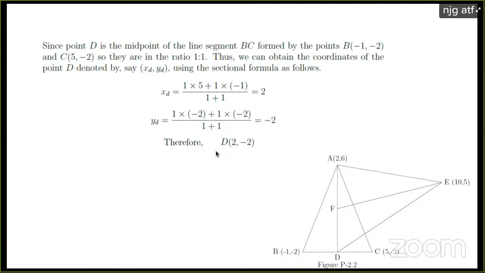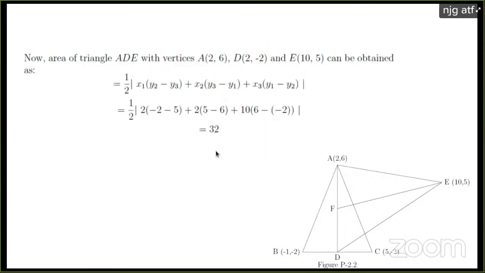So we have the points A, E, D as 2 comma 6, 10 comma 5, and 2 comma -2 now. So it's a matter of substituting the values in the formula. Now we can find the area of the triangle ADE with vertices 2 comma 6, 2 comma -2, and 10 comma 5. You have to be careful with the term y3 minus y1. Many of you might get confused and subtract y1 minus y3, and that will change your answer.